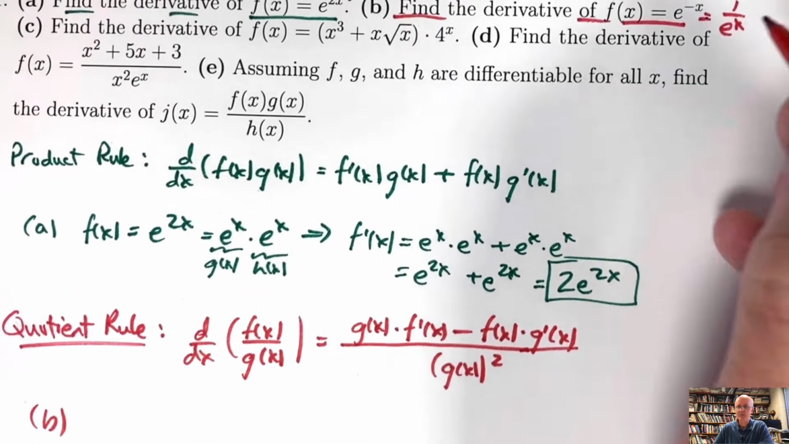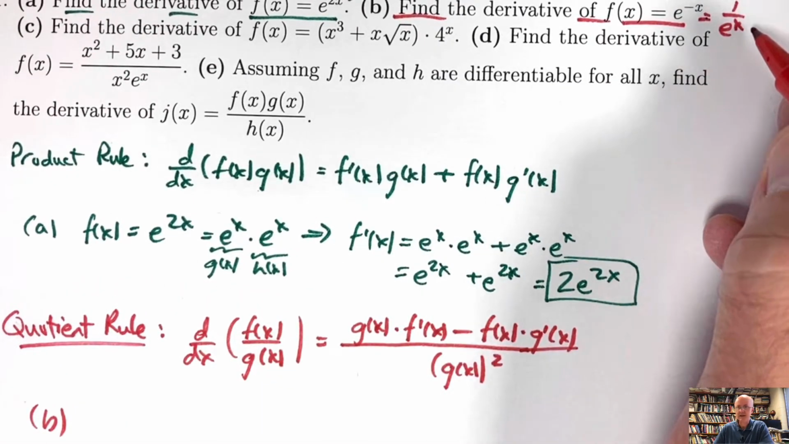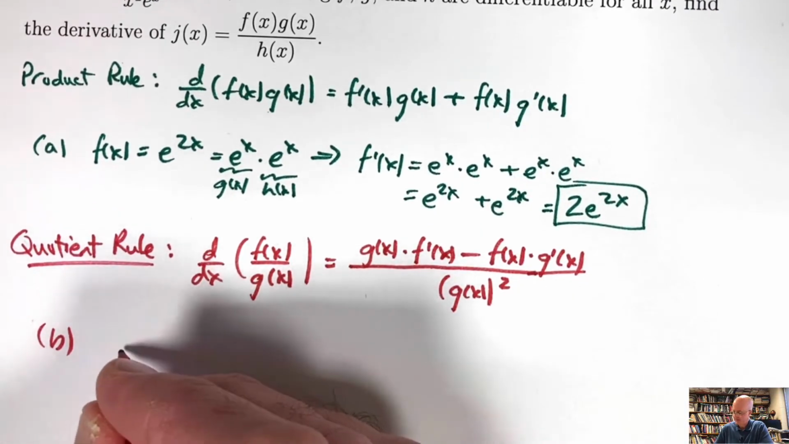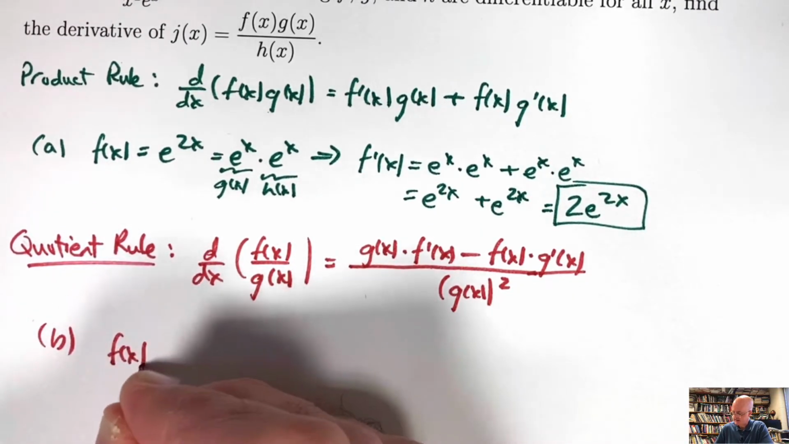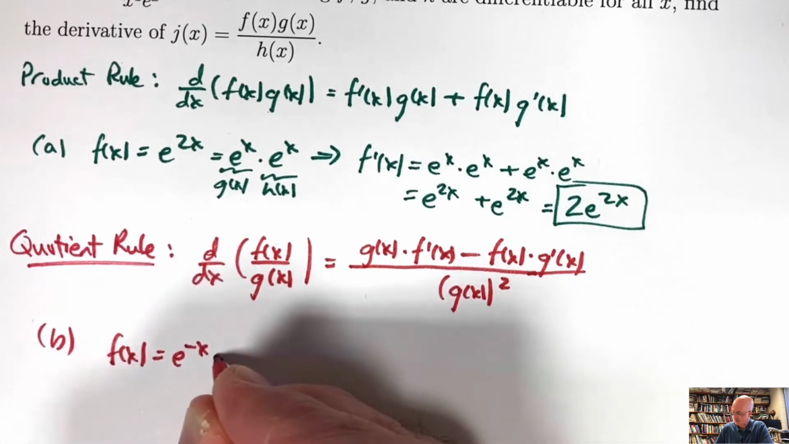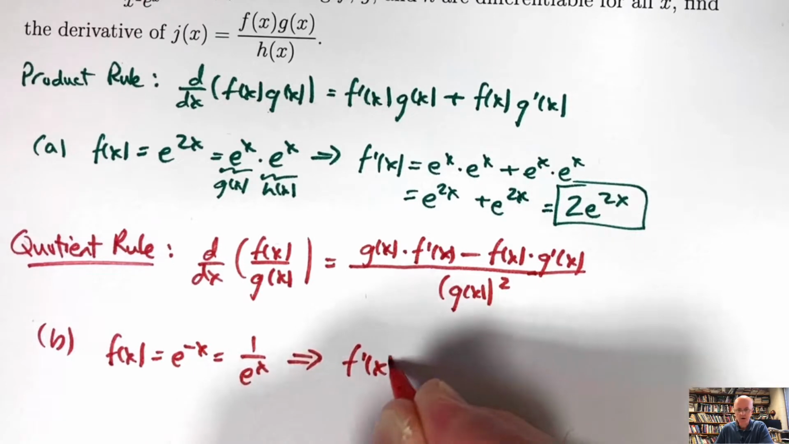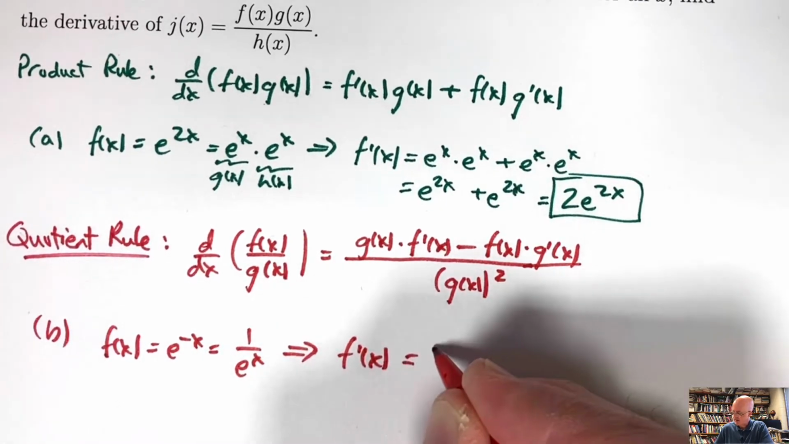We want to use it for this function, 1 over e to the x. The high function then is 1, the constant function 1, and the low function is e to the x. So to differentiate, f of x is e to the negative x, which is 1 over e to the x. To differentiate that with the quotient rule, we get low, e to the x.